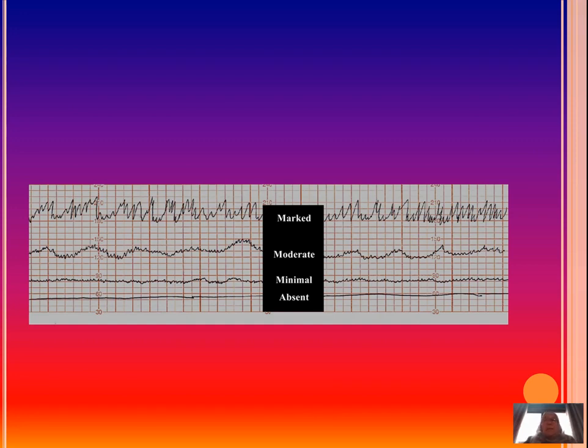Absent variability really means this is a dead baby and represents a dead baby. Minimal variability for a long period of time is very concerning, and it's a pathological feature which needs immediate action, and we're going to talk about this in our second CTG lecture on interpretation of pathological or abnormal CTGs. Moderate and marked variability in this CTG are actually normal.